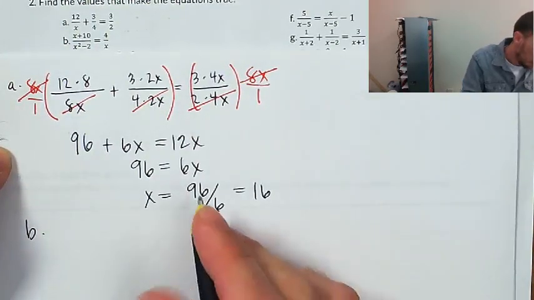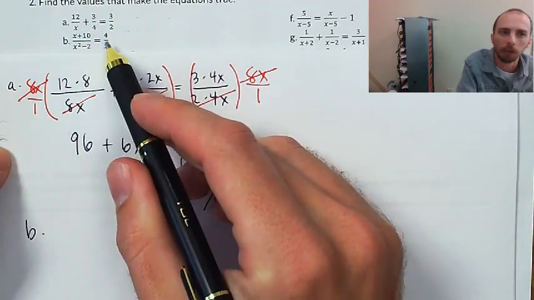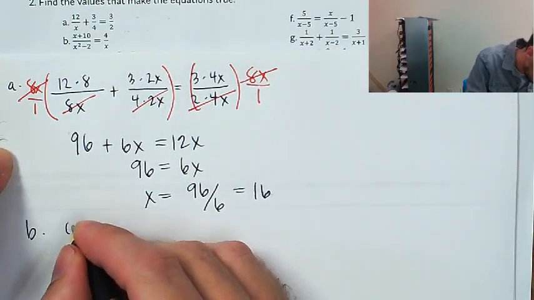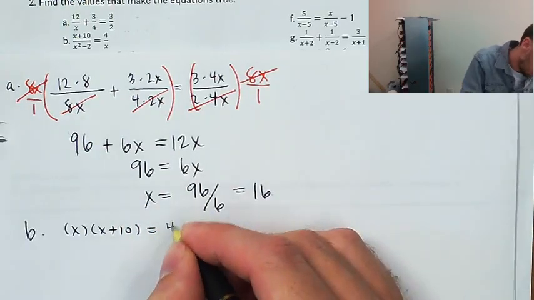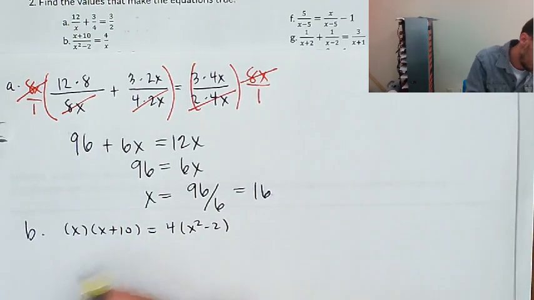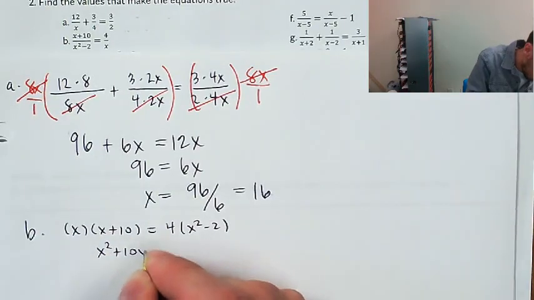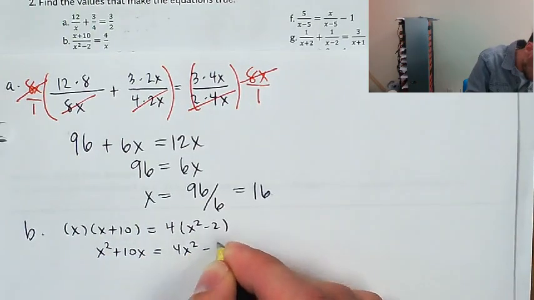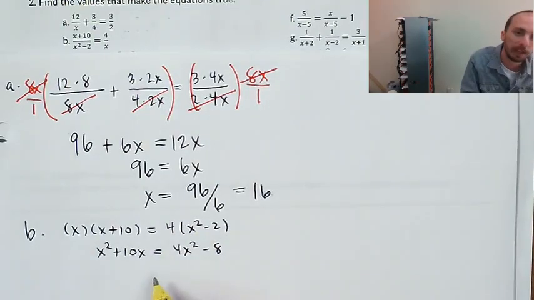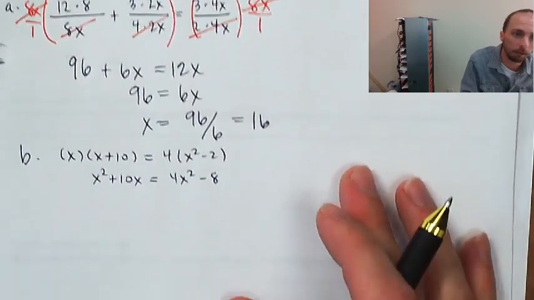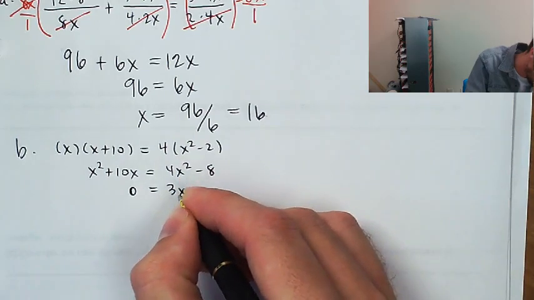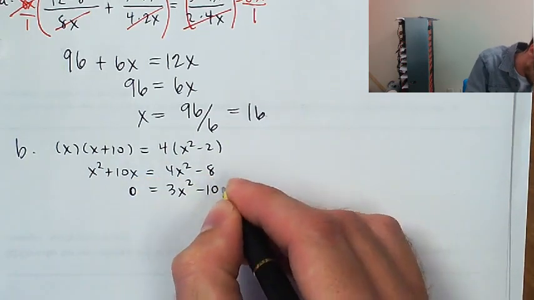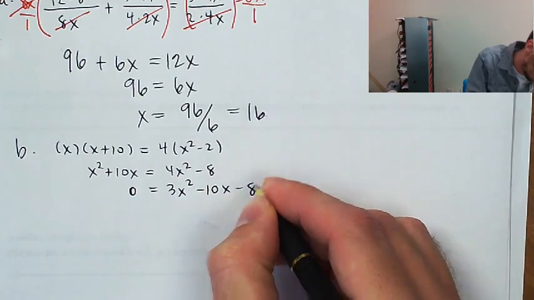This will be B. This is one where we're just going to cross multiply, right? Fraction equals fraction, just cross multiply. X times x plus 10 is going to equal 4 times x squared minus 2. Okay, so I've got x squared plus 10x equaling 4x squared minus 8 when I distribute everything. And then I'm going to set this equal to 0 and solve, right? Because I'm trying to solve a quadratic. So this is going to be 0 equaling, I'm going to subtract an x squared, subtract 10x, and then I still have minus 8 here.